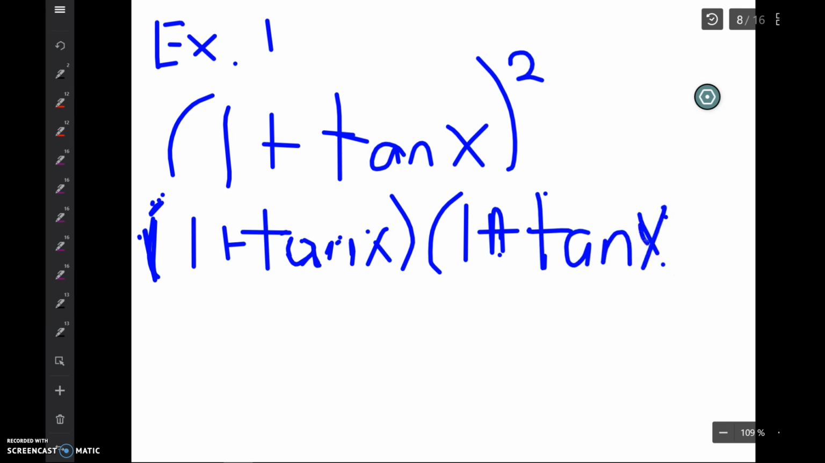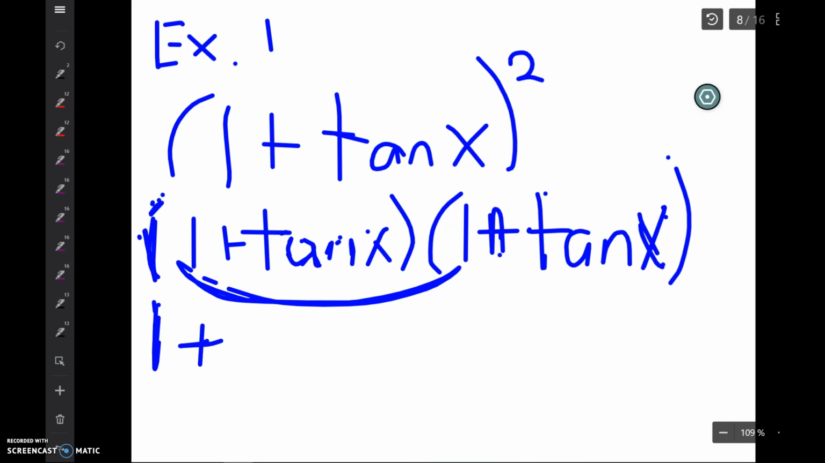So that's what square means. We have to write it down twice. That's what I'm trying to show you there. It looks kind of bad. But we're going to FOIL that out. So you remember how you do that? You multiply the first terms together. So 1 times 1 is 1. And then the outer terms, 1 times the tan x is tan x.